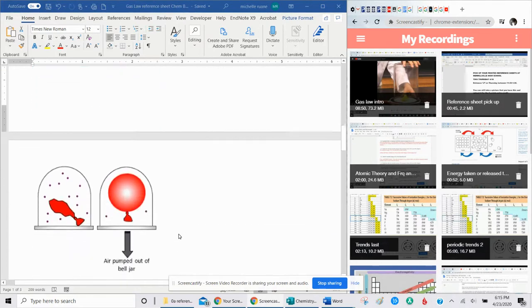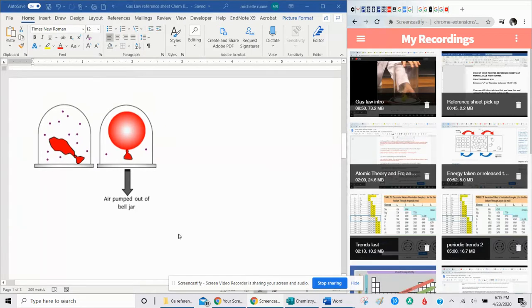Okay, next we have the bell jar. We saw this video. We have a balloon here, and here we have lots of gas around there, and so the balloon isn't very large. But in this vacuum chamber, we pumped out all the air. So look, we only have 2 particles in here now. There's not a lot of pressure bumping on the outside of the balloon, so the pressure inside the balloon pushes out until the pressure inside equals the pressure outside, and that's why the balloon expanded, okay?